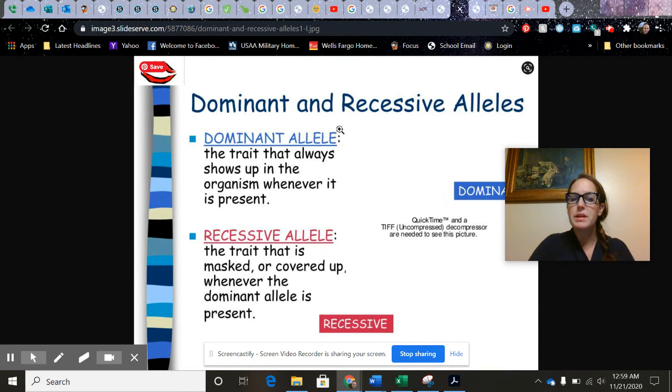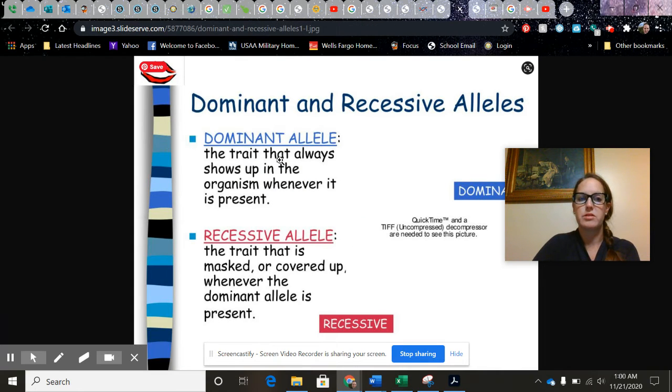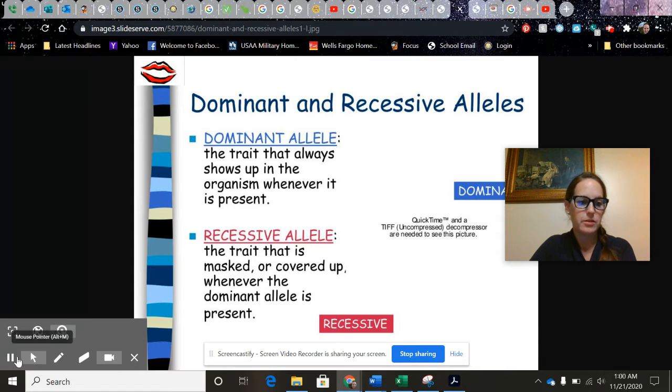So a dominant allele, if we look at here, a dominant one, like down here, like this orange one, could mean that mom is giving you the trait for brown eyes, while dad is giving you the trait for blue eyes. Dominant means stronger. So the brown-eyed trait is stronger, and it's going to cover up that blue-eyed trait, so you're not going to get to see it. So once again, dominant means stronger and covers up the recessive.